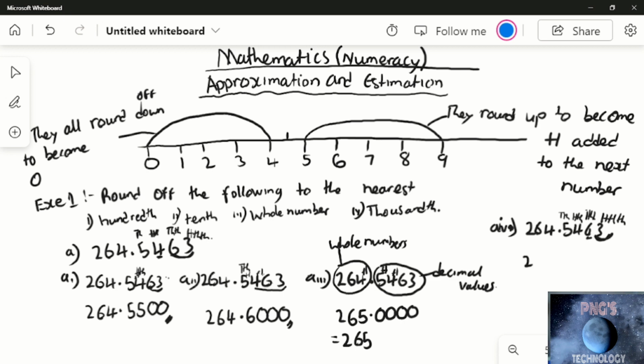So we have our 264.54. Then what happens to 6? 3 becomes what? 3 is 0. So 3 cannot give anything to 6. So we have our 6 remaining. 3 becomes 0. And that's our answer. So to the nearest thousand. So with what we just did today, I'm very convinced that all that has to do with approximation and estimation, you guys have understood it very perfectly.